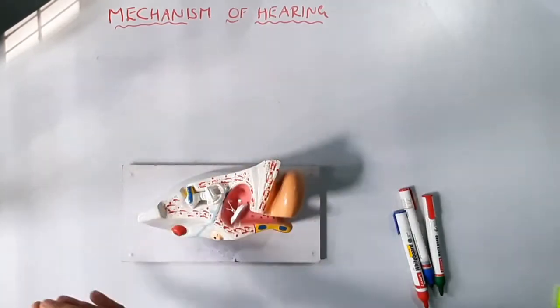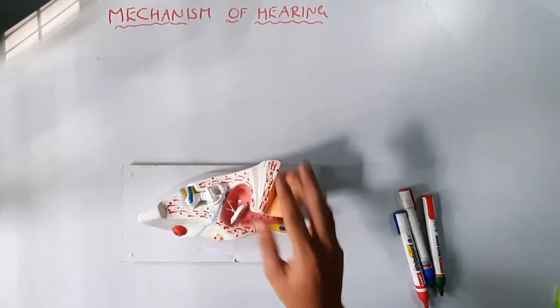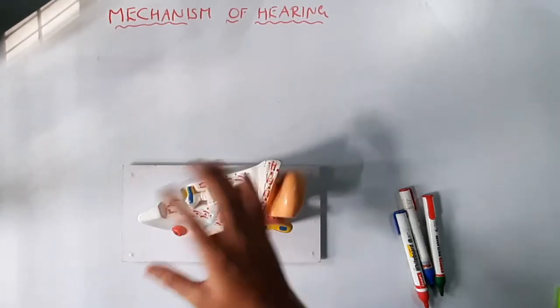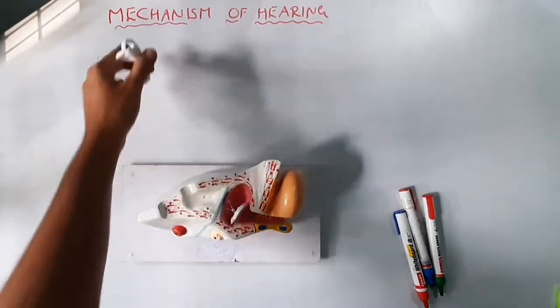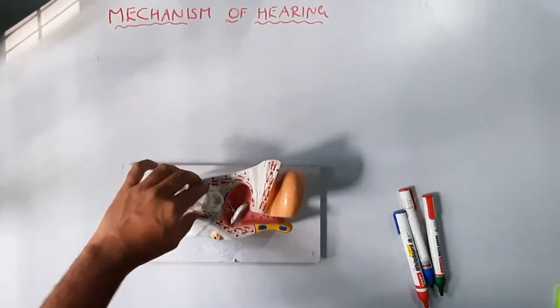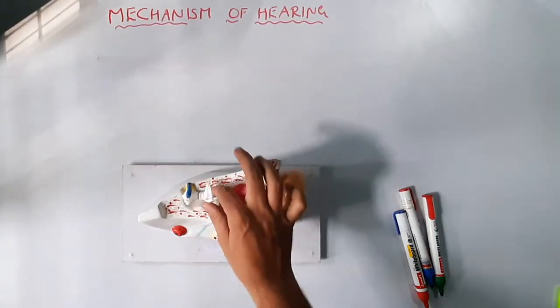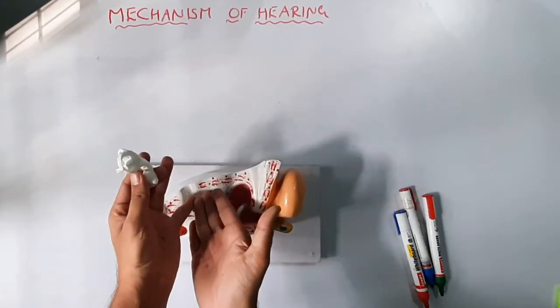In my previous video session, I had explained about the structure of the ear. The ear is divided into three parts: external ear, middle ear and internal ear. If you have not watched that video, please watch it, otherwise it will be difficult for you to understand the mechanism of hearing. So I'm requesting you to watch that video, okay? Because we need to know what the main components inside the internal ear are.